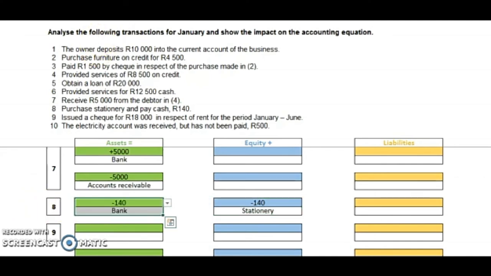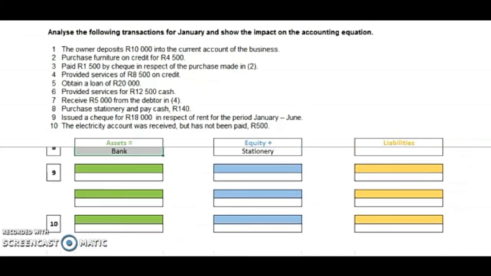In 9, there is a payment of 18,000 for 6 months. Bank decreases and therefore assets decrease by 18,000 Rand. The rent expense equals 3,000 Rand per month, which is the 18,000 Rand paid for 6 months. 18,000 divided by 6 equals 3,000 Rand per month. In the books of January, we will therefore have an expense of 3,000 Rand, which decreases equity.